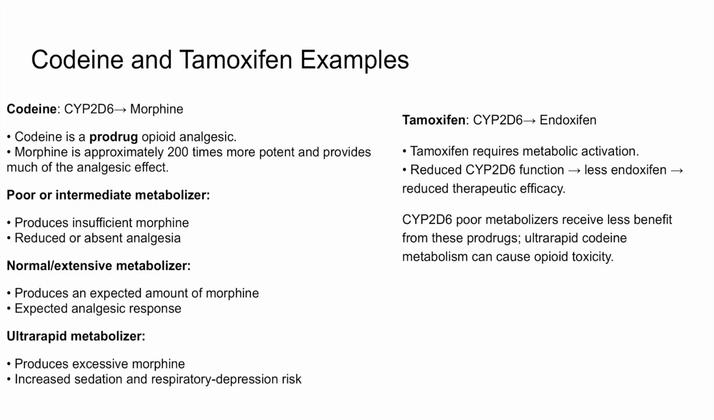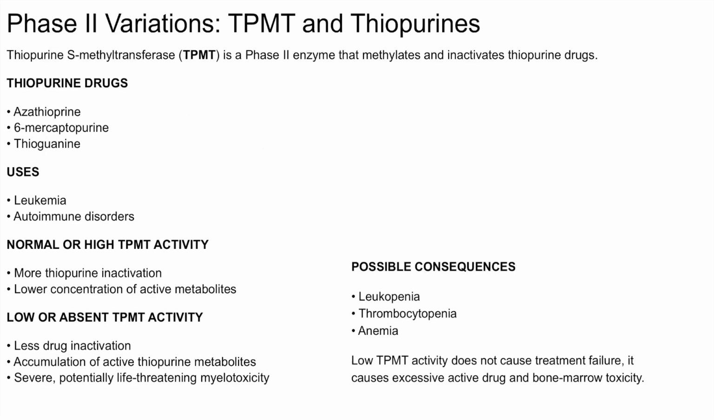Tamoxifen is converted through several pathways into an active metabolite, including endoxifen, with CYP2D6 playing an important role. Reduced CYP2D6 function, or strong CYP2D6 inhibition, lowers endoxifen concentrations and may reduce treatment effectiveness. The central lesson is that reduced metabolism of a prodrug produces less active drug, not more. And just another example here, it was one that was called high yield by my professor, and they brought it up, so I'm bringing it up here.